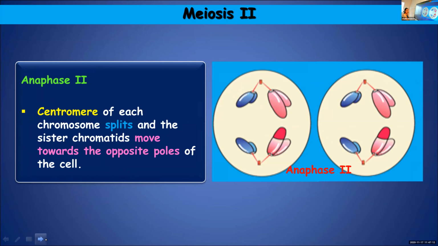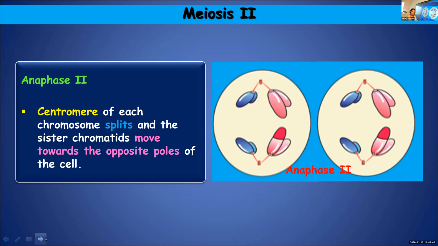Anaphase 2. 2 daughter cells are there. In both you can see the chromosomes, how they are splitting. Just like in mitosis, the chromosomes will split at the region of centromere. Centromeres will split and the sister chromatids will be moving towards the opposite poles. Very important point. In mitosis also the same thing is happening during anaphase. Centromere will split, separating the sister chromatids.